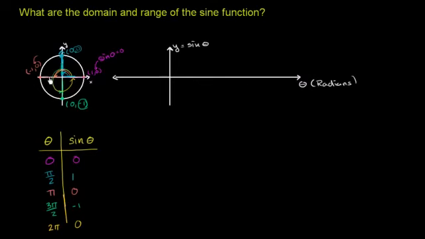If we were to keep going around, as we keep incrementing the angle, we're going to start seeing the same pattern emerge again. Well, let's try to graph this. So when theta is equal to 0, sine of theta is 0.